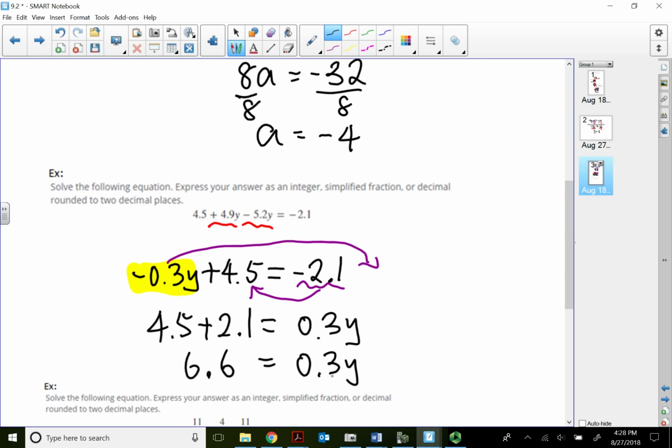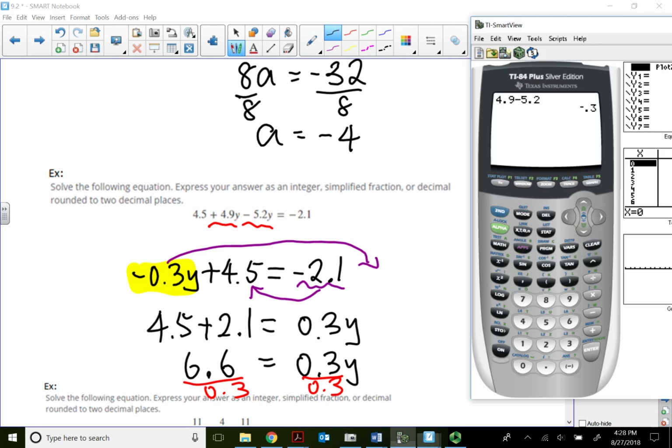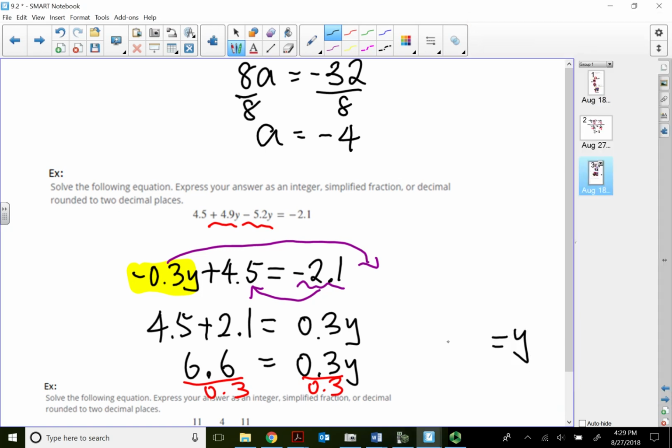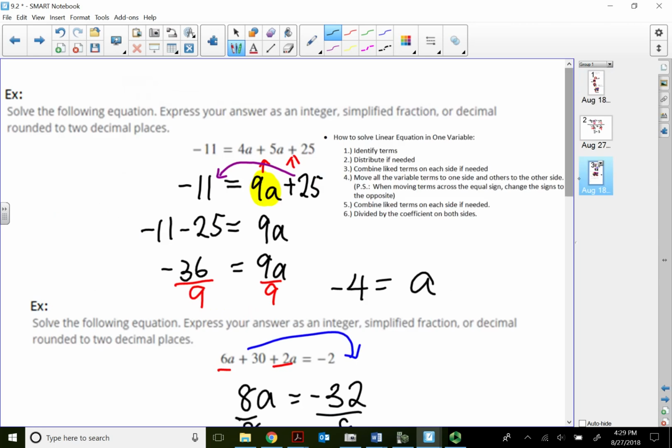So now down to two terms. No more like terms to combine. Variable term on one side. It must be time to divide by the coefficient. All right, so y equals, I'm going to put this in the calculator just to be sure. 6.6 divided by 0.3. Don't guess, make sure. 22 is my answer. Oh, sorry about that.